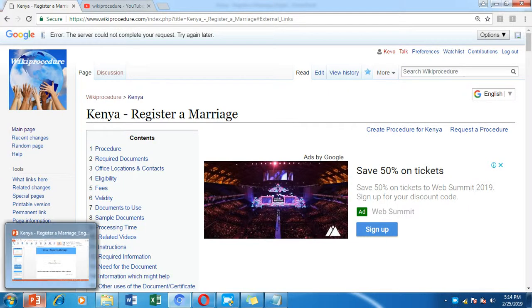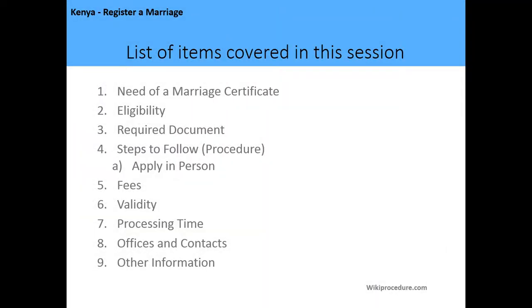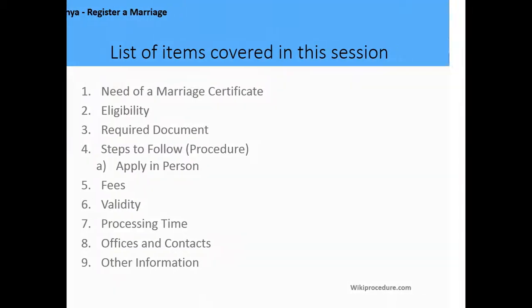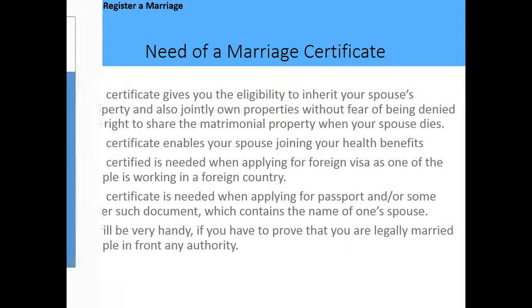So let's get back to our presentation. The list of items which we are going to cover in this session include: the need of registering a marriage to get a marriage certificate, the eligibility, the required documents, steps to follow when making the application, fees, validity period, processing time, offices and contact information, and any other information which is going to add to how you can go about the registration process of your marriage. So this procedure is brought to you today by wikiprocedure.com.